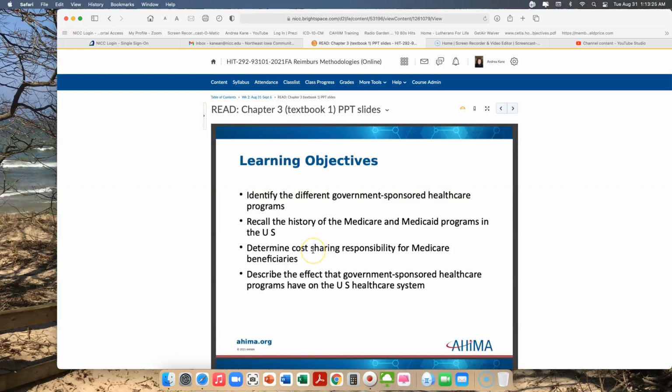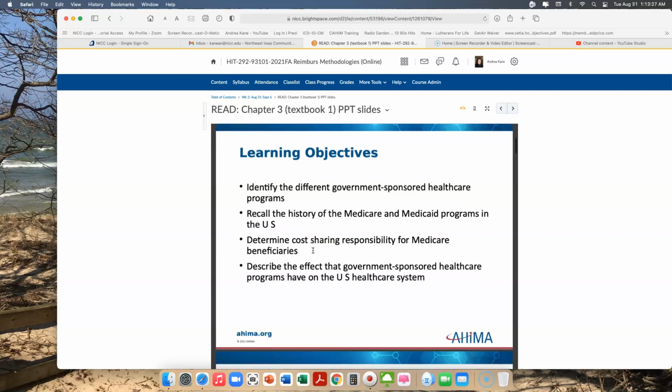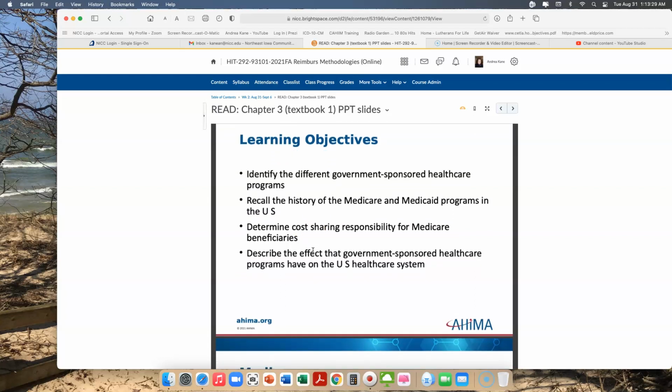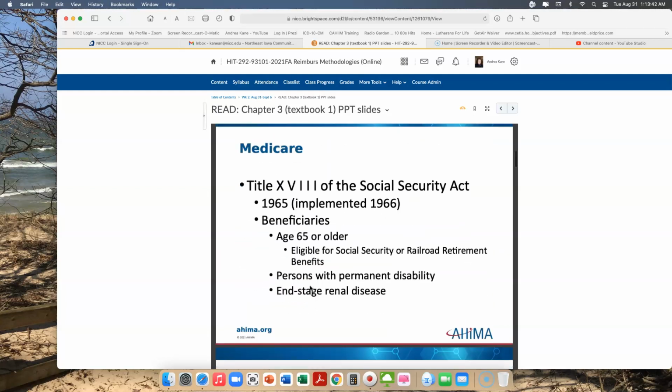Our learning objectives are to identify the different government-sponsored healthcare programs, recall the history of Medicare and Medicaid programs in the United States, determine cost-sharing responsibility for Medicare beneficiaries, and describe the effect that government-sponsored healthcare programs have on the U.S. healthcare system. So let's talk about Medicare.